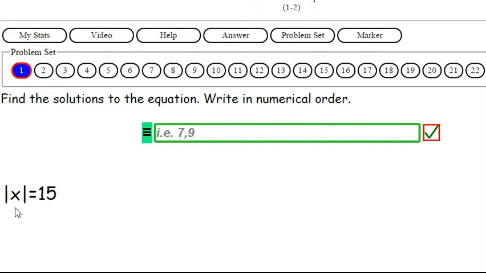Alright, we got the absolute value of x is equal to 15. I almost couldn't say that. The absolute value of x is equal to 15. So let's write that down.